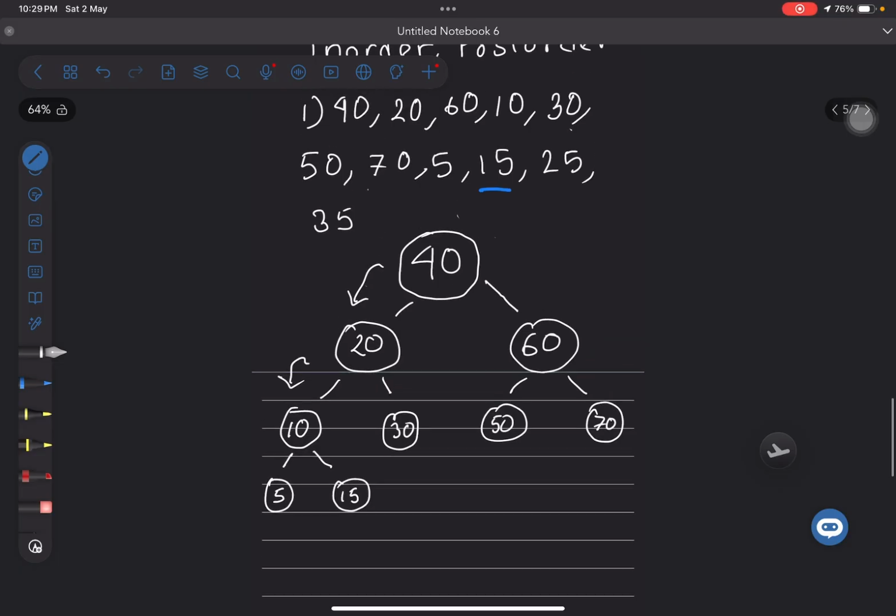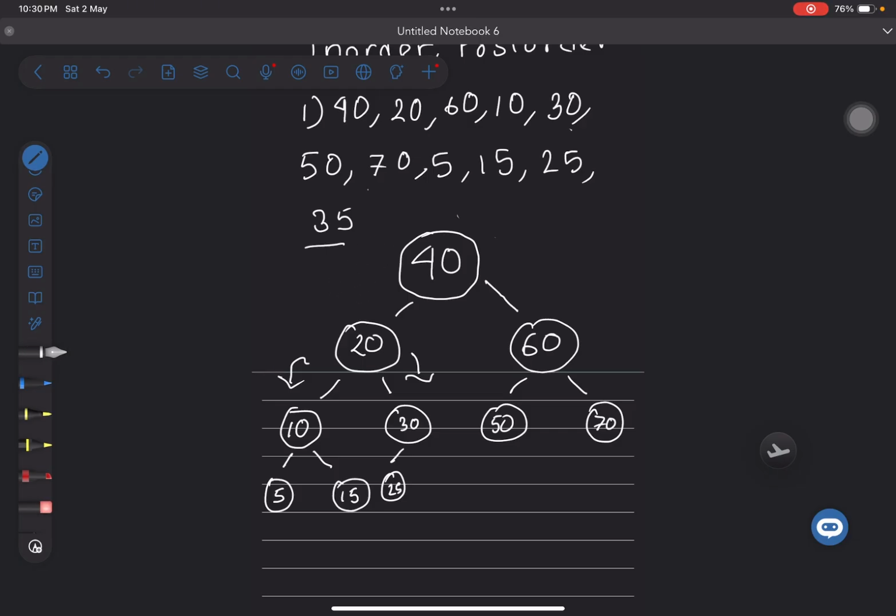There we go. And then we have 25, which is smaller than 40, so on the left side, greater than 20. So it should be on the right side. But on the right side we have 30 and 25 is smaller than 30. So 25 should be on the left side of 30. Okay. Last but not the least, we have 35, smaller than 40. So left, it's greater than 20. So right of 20. Let me actually draw so you guys understand.